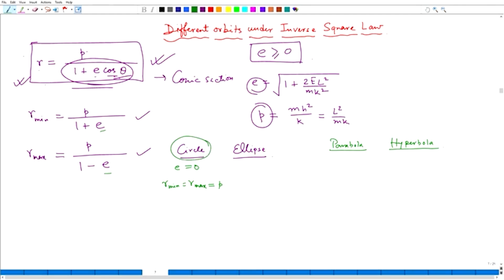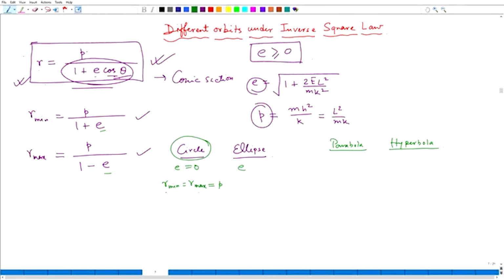So, for a circle you will have a bounded motion where r min and r max are both equal to p, and you have only one turning point, because this is the local minimum in the effective potential well. For an ellipse, we know from coordinate geometry that e, for a perfect ellipse which is not a circle, should vary from 0 to 1. So, it should be a proper positive fraction, and that is why e will be less than 1.